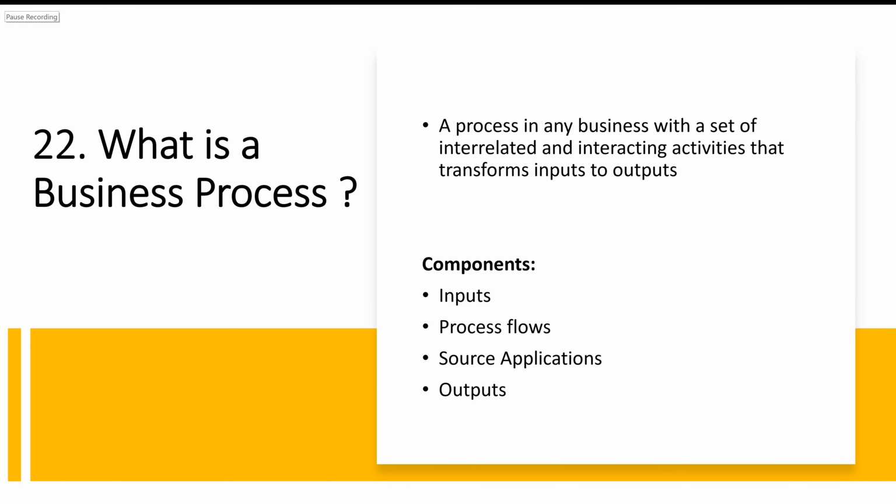Next, what is a process? Business process. What is a business process? A business process is a process in any business with a set of interrelated and interacting activities that transforms inputs to outputs, right? So we have different components in any process. Those are inputs, process flows, source applications, and outputs. And outputs could be inputs to different other processes, right? So this is what is meant by business process. Okay, so clear? Let us move on to the next question.